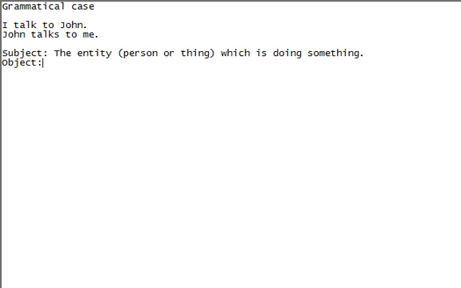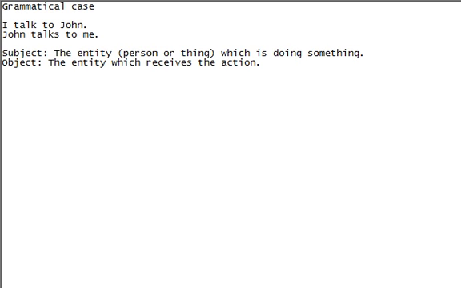That is the object. The object is the entity which, technically you can say, receives the action. That's kind of an awkward way of putting it if you're not familiar with the terminology, but basically the something which has something done to them. So if I'm talking to John, I am the subject because I'm doing the action, and John is receiving the action, so he's the object of the sentence. And in the second sentence, John is the subject because he's doing something, and I am the object because I am receiving the action of John talking to me.